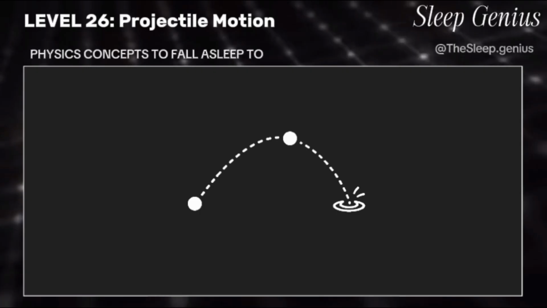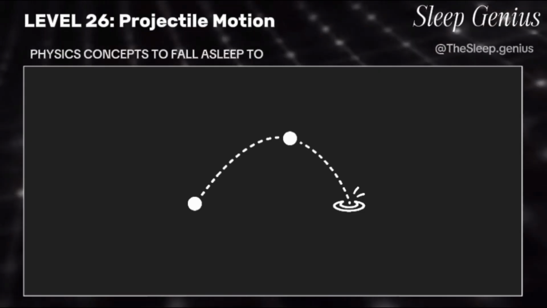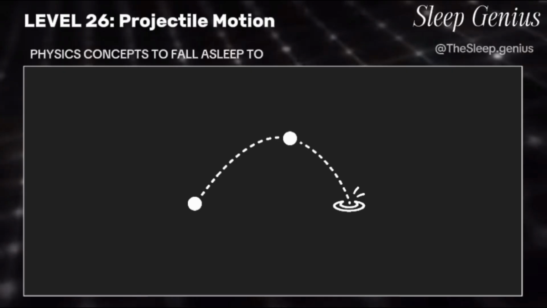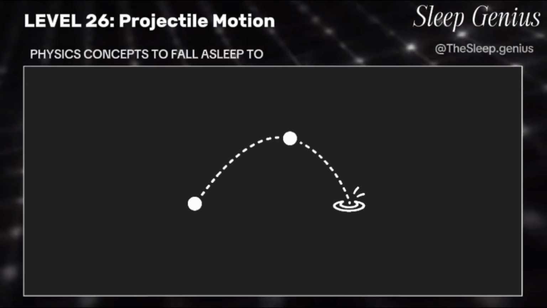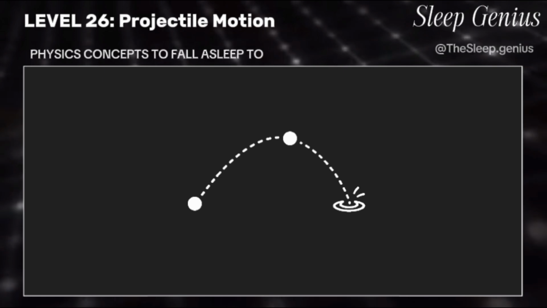Projectile motion is the movement of an object that is thrown or launched into the air and moves under the influence of gravity. The object follows a curved path called a trajectory. Its motion combines horizontal movement at a constant speed and vertical movement influenced by acceleration due to gravity. A projectile has key properties such as initial velocity, angle of projection, and acceleration due to gravity.